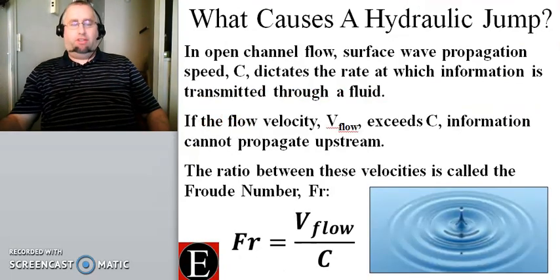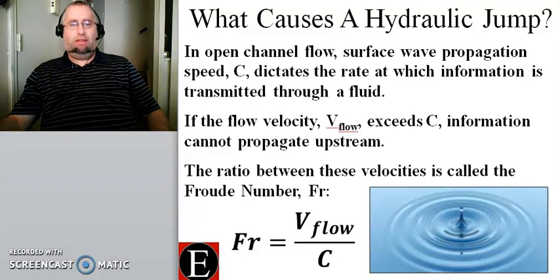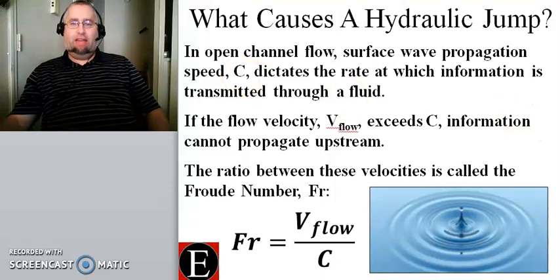So what actually causes a hydraulic jump? Well, it turns out that there are two important velocities, and it's the ratio of those velocities that really tells you about the formation of a jump. The first velocity is the rate of surface wave propagation, which we'll refer to using the variable c. And that variable c dictates the rate at which information is transmitted along the surface of a fluid.